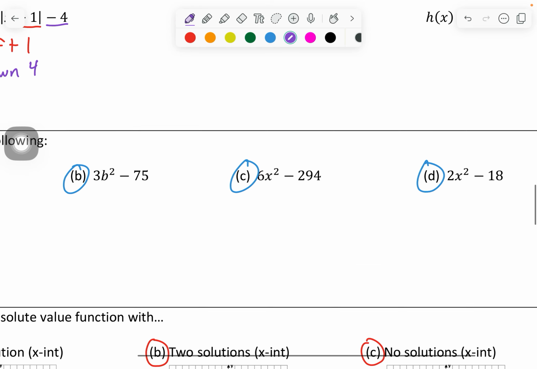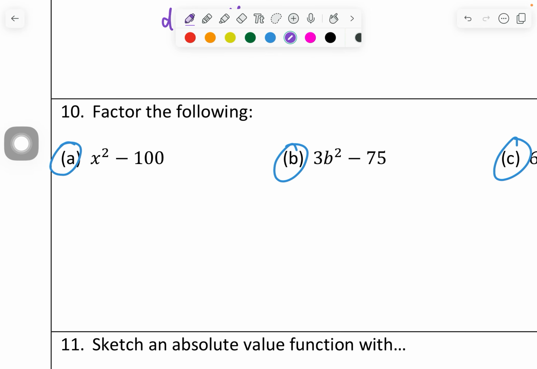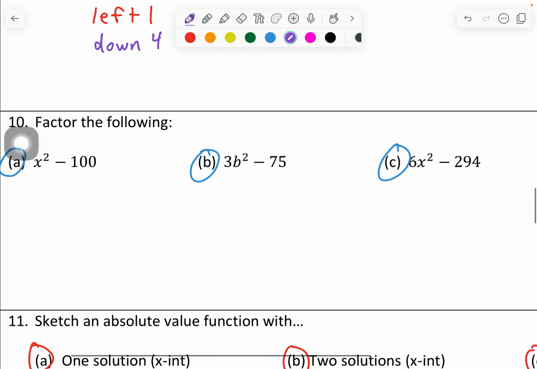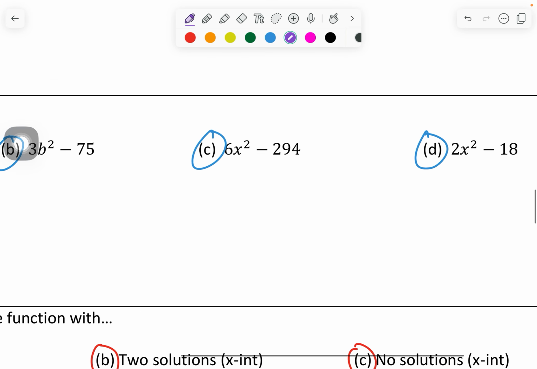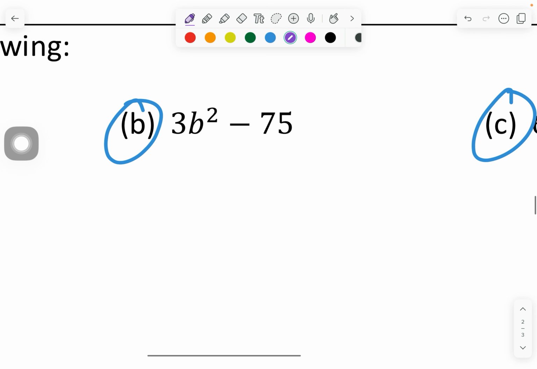Number 10, we got a whole bunch of factoring ones. I believe the ones on the test are going to be like B and C and D. So just go straight to this. I'm going to just go straight to B here.